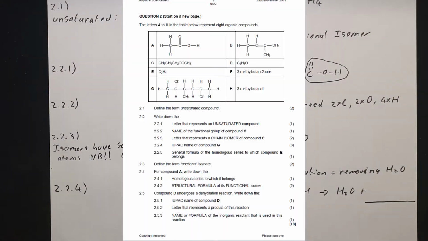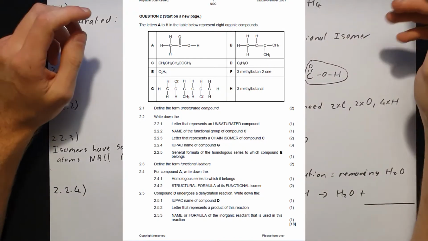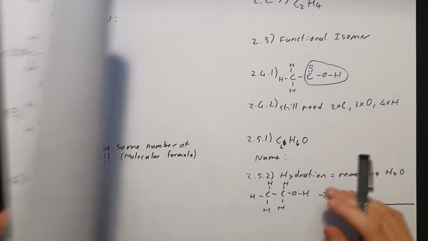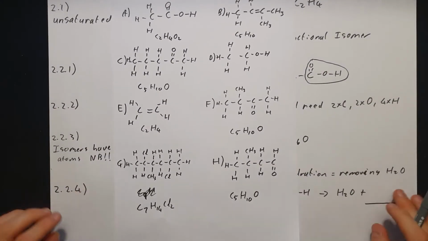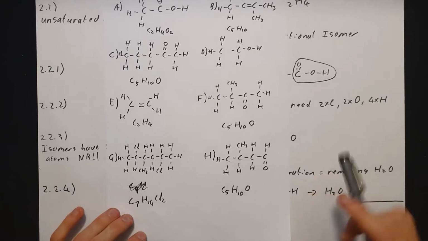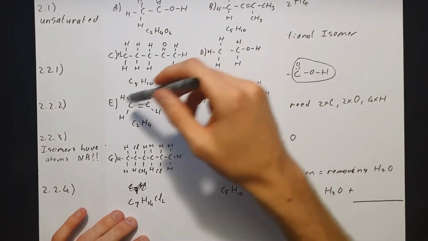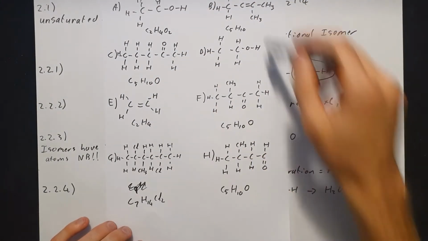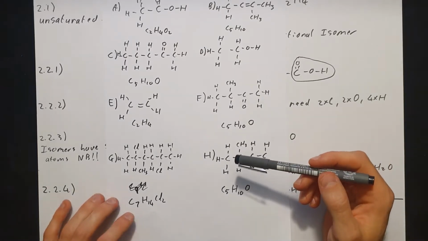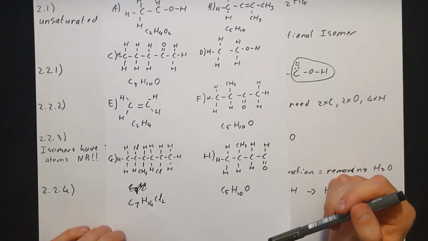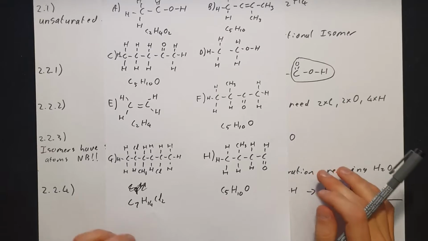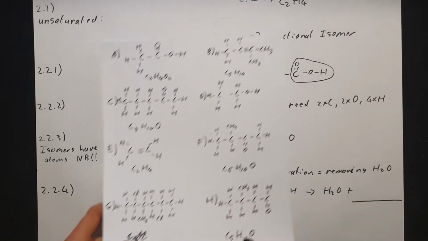Okay, let's have a look at question 2. Question 2 is your standard organic chemistry question, so let's jump straight into it. Just to clarify everything, I've drawn out all those compounds: A, B, C, D, E, F, G, and H. It's always convenient to draw them out before you start with the questions, so that makes things a little bit easier. But let's jump into the questions.